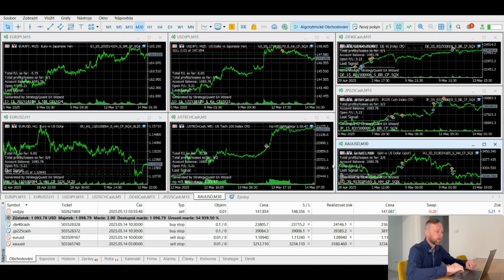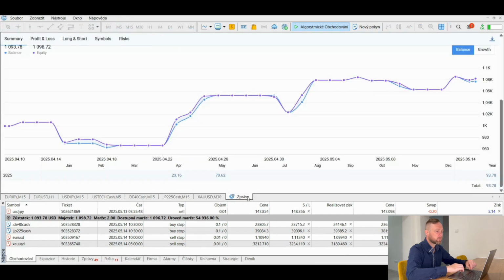Now let's take a look at the balance curve for the past month, which will show us how the portfolio performed as a whole. However, we will save the detailed analysis of how specific strategies reacted to market conditions for the next video, where we will address it in full.